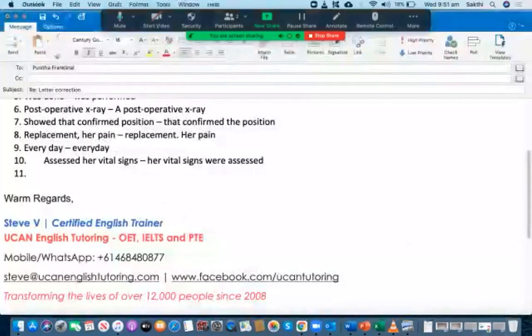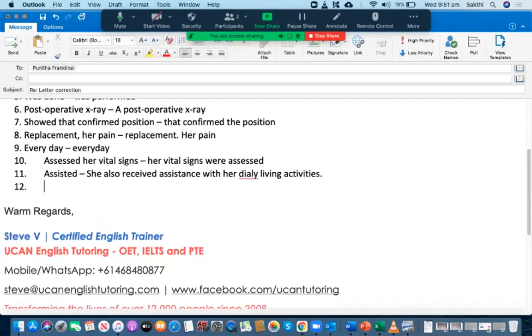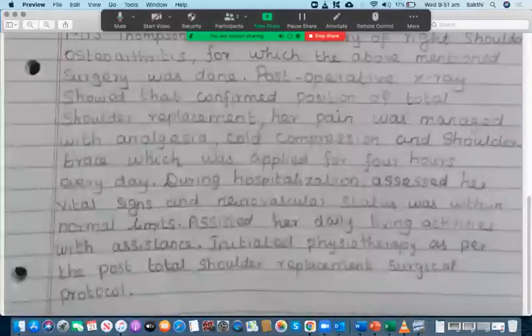The whole sentence is incorrect. The sentence needs to be written like this: she also received assistance with her daily living activities. That's how you should have written. No, sorry, it's not spelling mistakes. Daily living activities. So she also received assistance with her daily living activities. That's how you should have mentioned it.